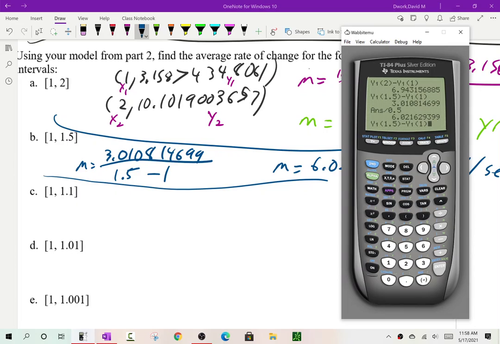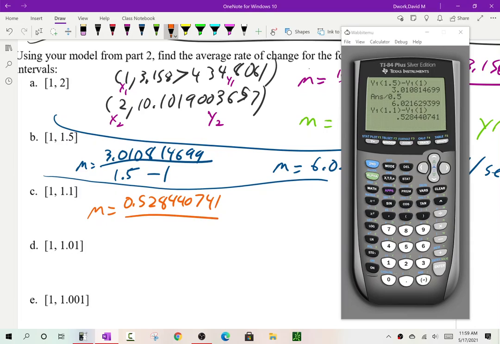Now that's super useful for what we're doing here because do you notice, it's always starting at 1. So I just need to change that first number from 1.5. Now this is just going to become 1.1. So I'm going to arrow over and say this is 1.1. I hit enter. And there we go. There's my numerator. So now my slope for this one is 0.528440741 divided by 1.1 minus 1.